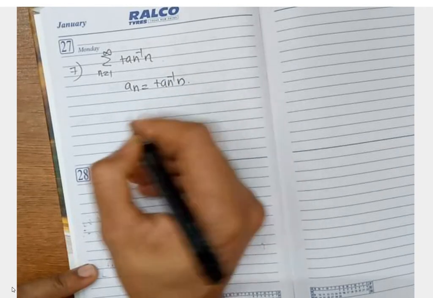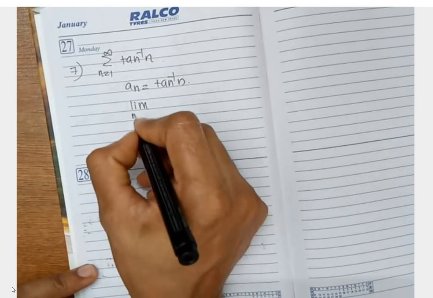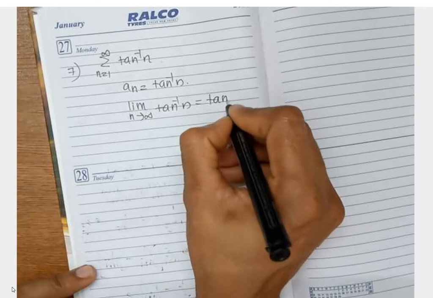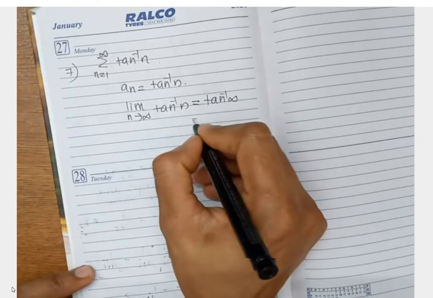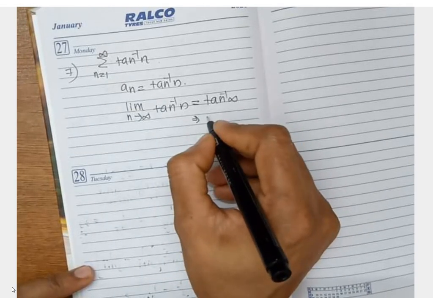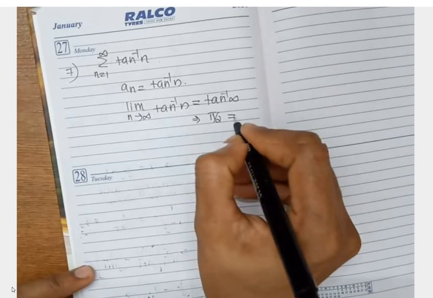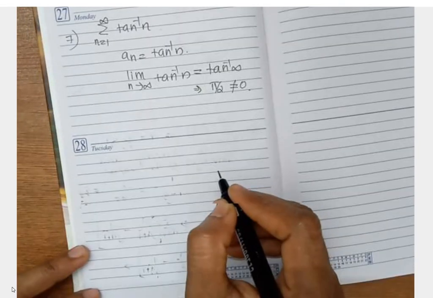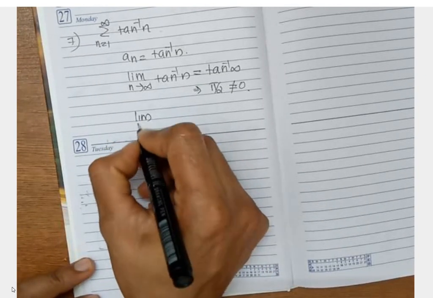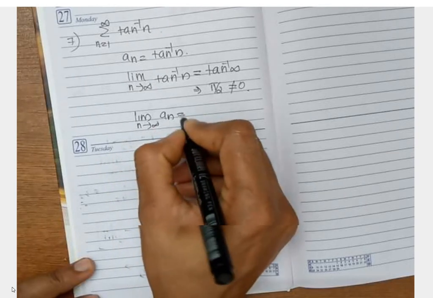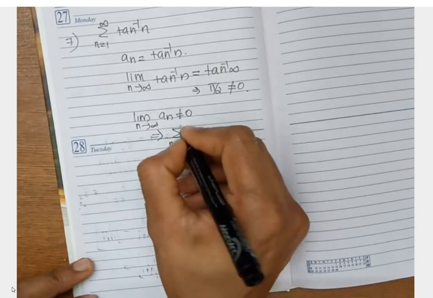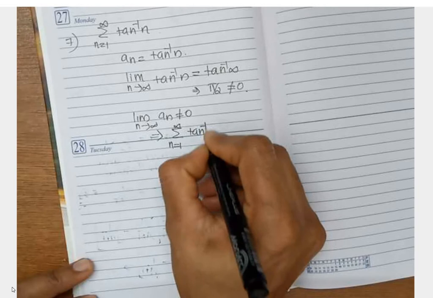We know that limit n tends to infinity, tan inverse n is equal to tan inverse infinity. This tan inverse, for the arc theta, for the continuous function, is actually pi by 2. This cannot be 0. So we can say that limit n tends to infinity, an is not equal to 0, which implies that by divergent test, this sigma n equal to 1 to infinity, tan inverse n diverges.